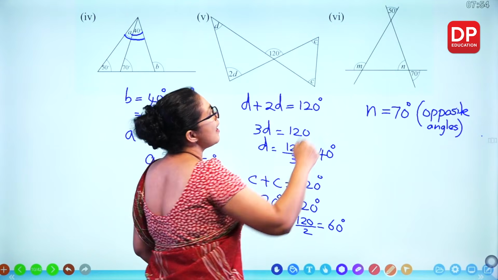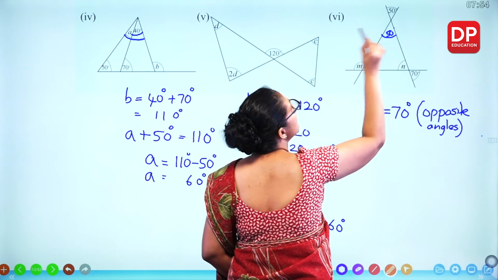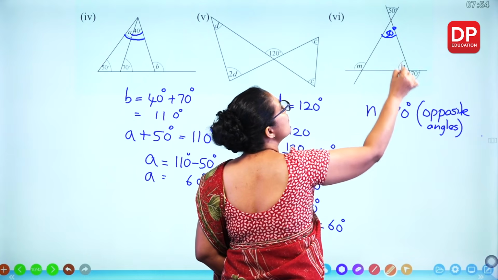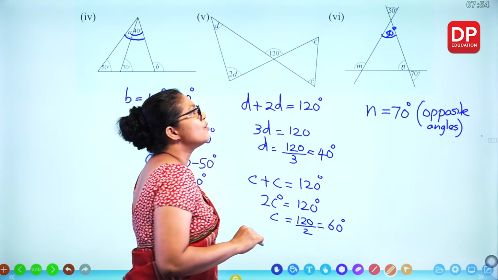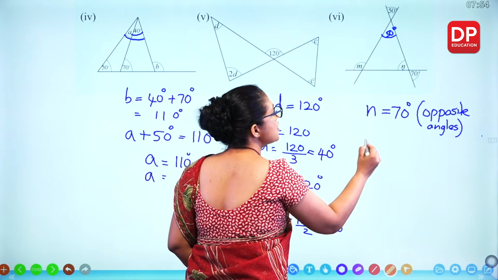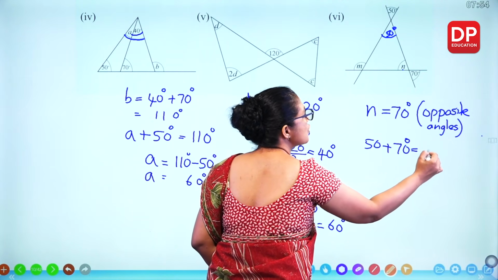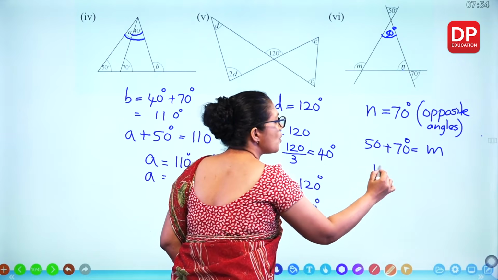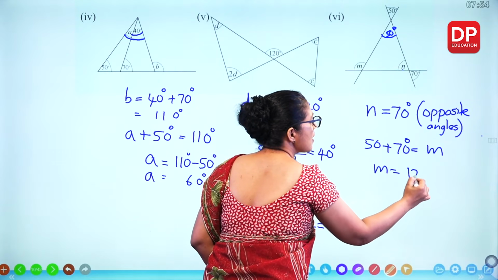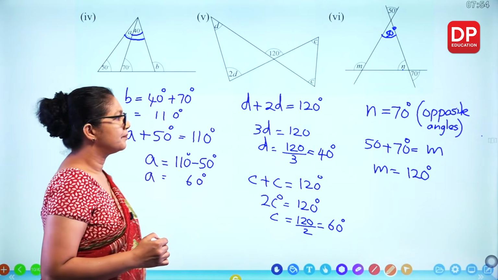Then I can say this also 50. Opposite angles are equal. Now these two becomes m. The sum of 50 plus angle n, which is 70, should be equal to m. So what's the m value? 120 degrees.